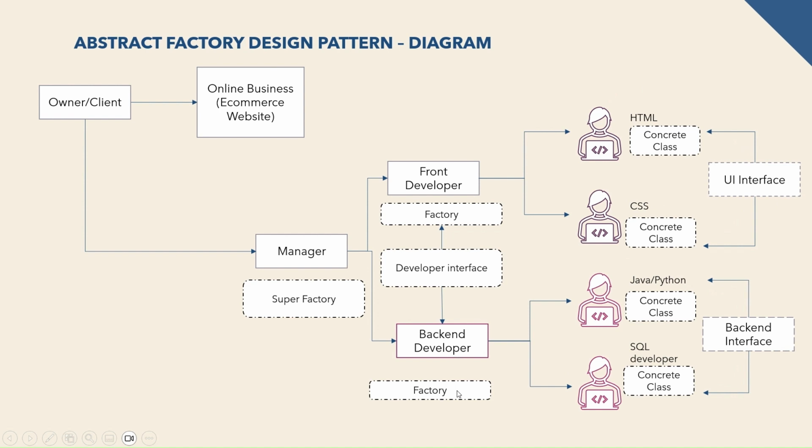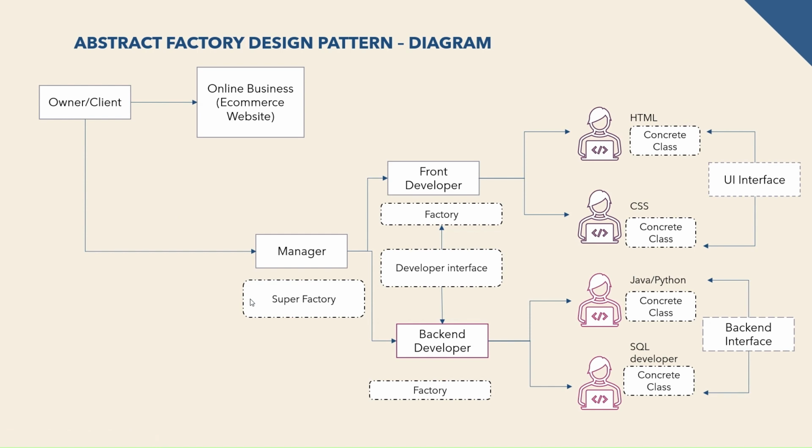For the back-end developer factory, Java and SQL developer are two related objects which share the same interface called the backend interface, where HTML, CSS, Java, and SQL developer are the concrete classes here. So whenever the client is going to request, he is going to request to the super factory. The super factory is responsible to pick up the corresponding factories, and it is going to create an object based on the client requirement. So I hope you got a clear understanding of the abstract factory design pattern.